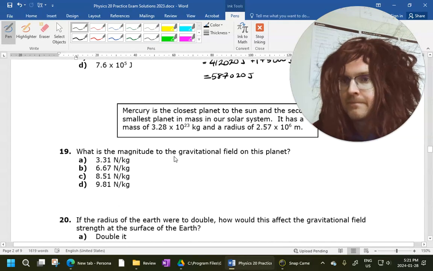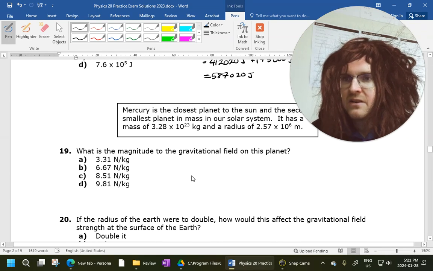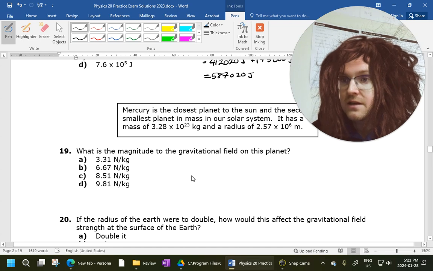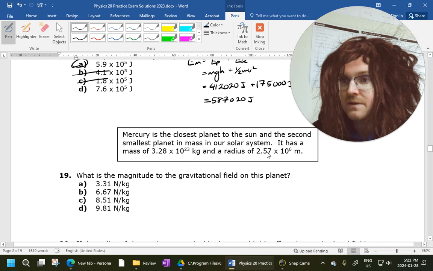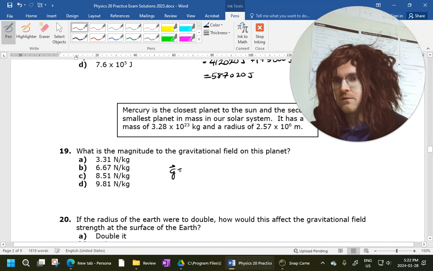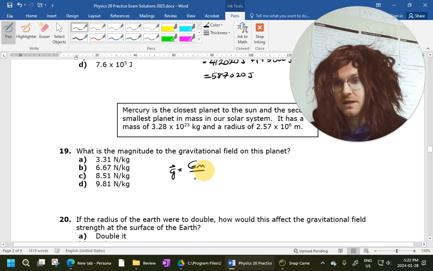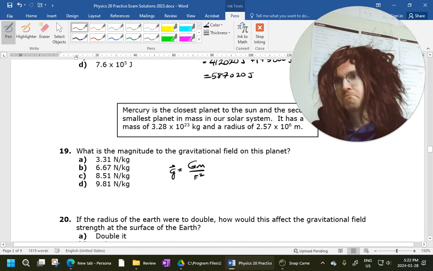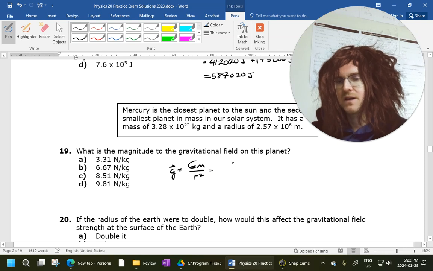All right, Mercury is the closest planet to the sun. The second closest is that. What's the magnitude of the gravitational field strength on this planet? Oh, it's the second smallest planet. It has this, blah, blah. Okay, so they're just asking us, what is the g, right? On Earth, it's 9.81. On other planets, we're going to have to calculate it using the planet's mass and how far away you are from the center of the planet. So if you're on the surface, you're just the radius away of the planet.